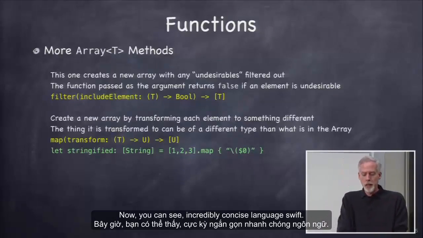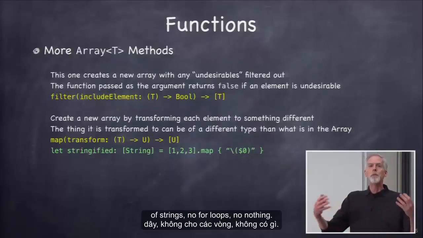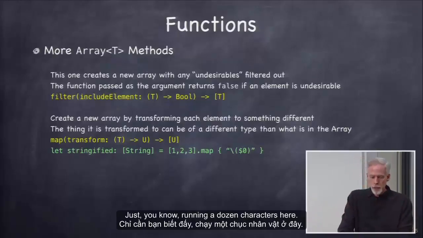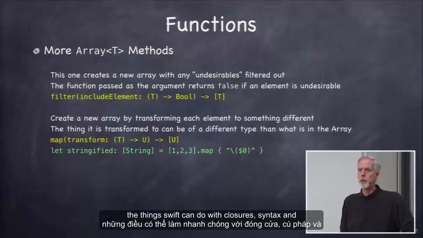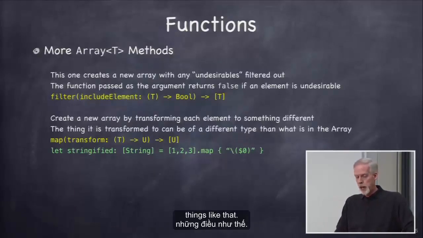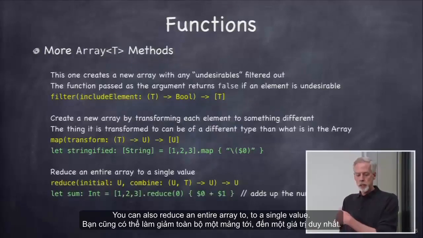Now, you can see, incredibly concise language, Swift. I mean, to take an array of ints and turn it into an array of strings, no for loops, no nothing, just, I don't know, a dozen characters here. So you really want to take advantage of some of the things Swift can do with closures, syntax, and things like that. You can also reduce an entire array to a single value.